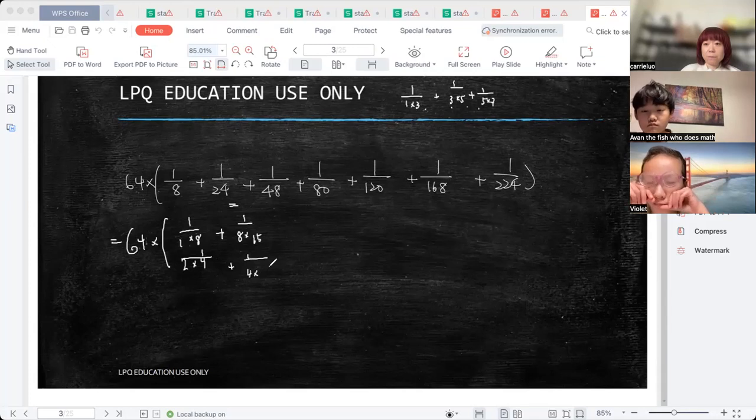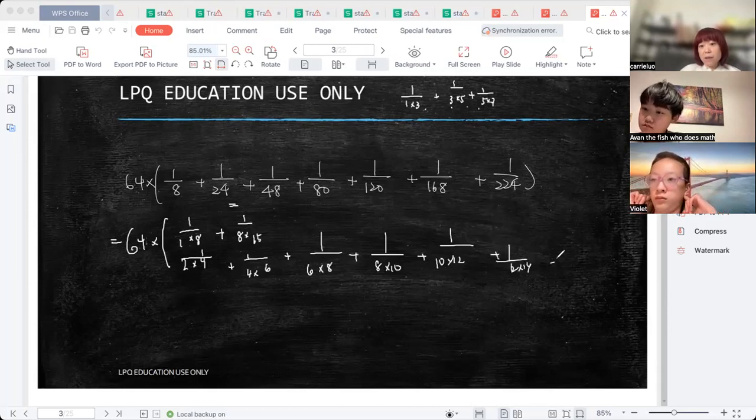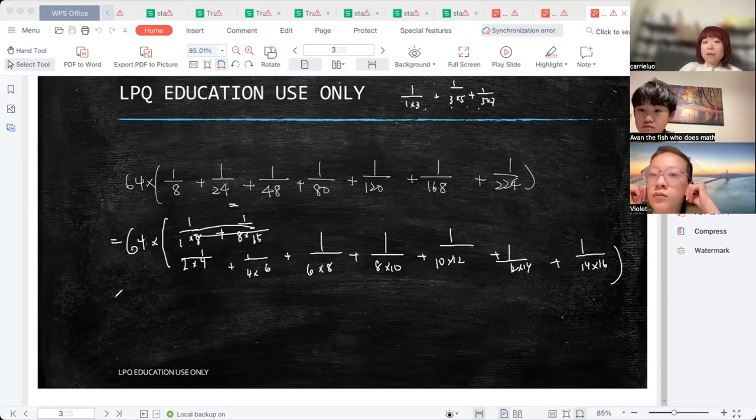Violet? Is it 4 times 6? Isn't that exactly 24? And you can see the distance between them is also the same, right? Okay, so next one is 6 times 8, 8 times 10, 10 times 12, 12 times 14, and 1 over 14 times 16. Get it, Evan? Okay, so Violet and Evan, I'm going to stop here. I think you can do it later on.